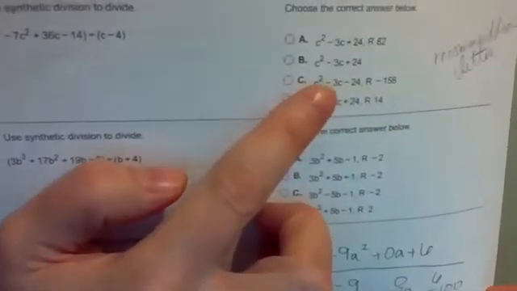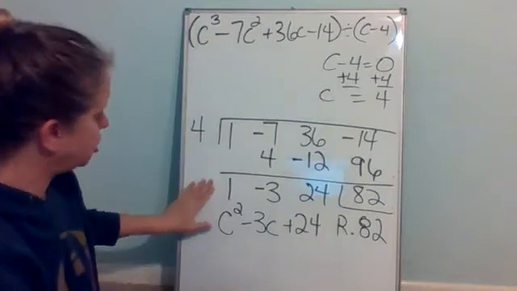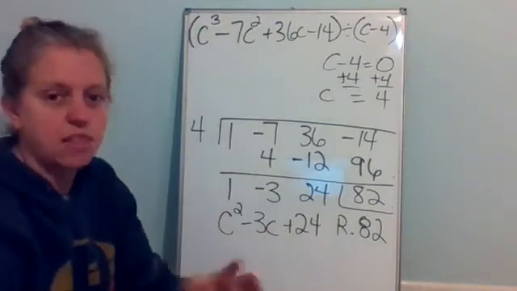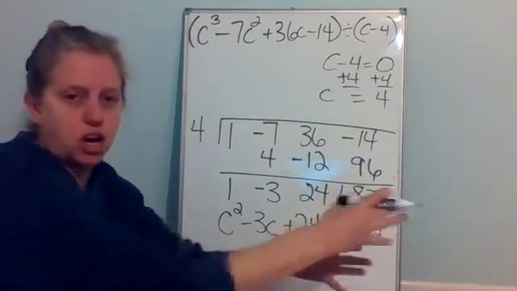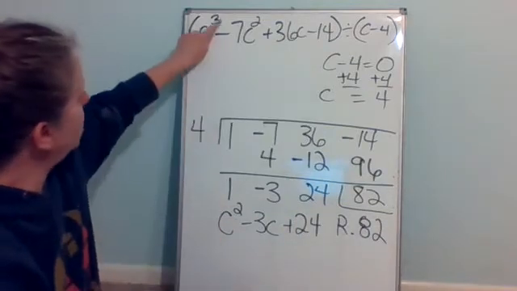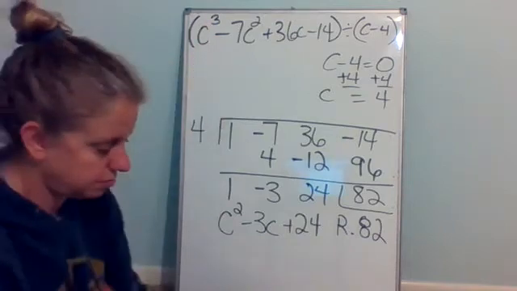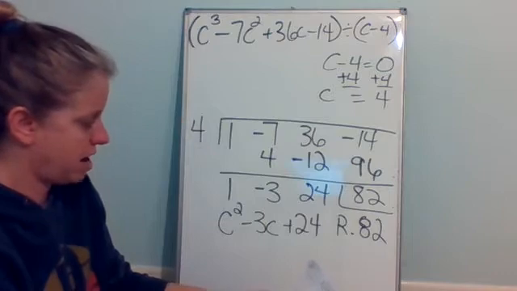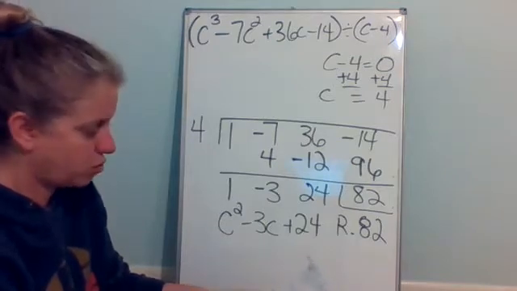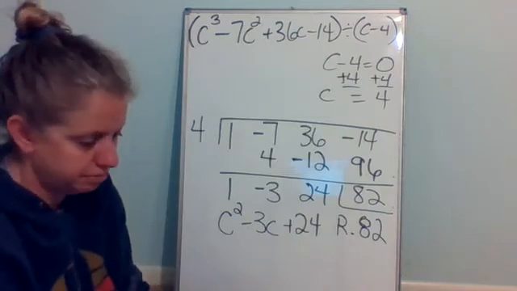Because these are multiple choice, that's why the answers are looking like this, because all of these numbers that you get down here are actually the coefficients of the new group of terms. And you always just start the first term one less exponent than this first term was. Okay, so c squared minus 3c plus 24 with a remainder of 82 looks like A on those multiple choice.